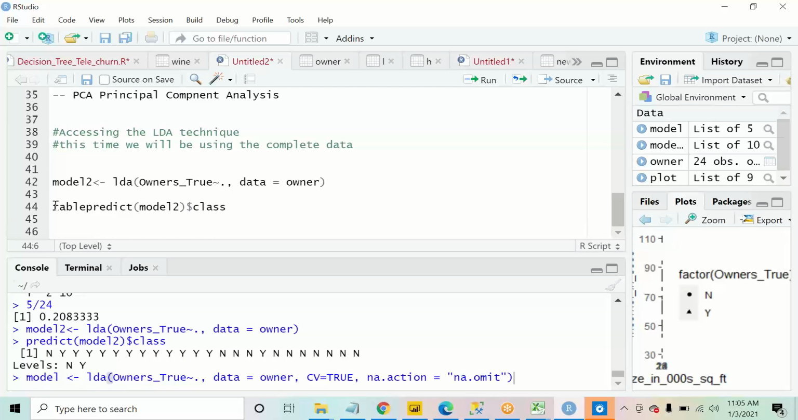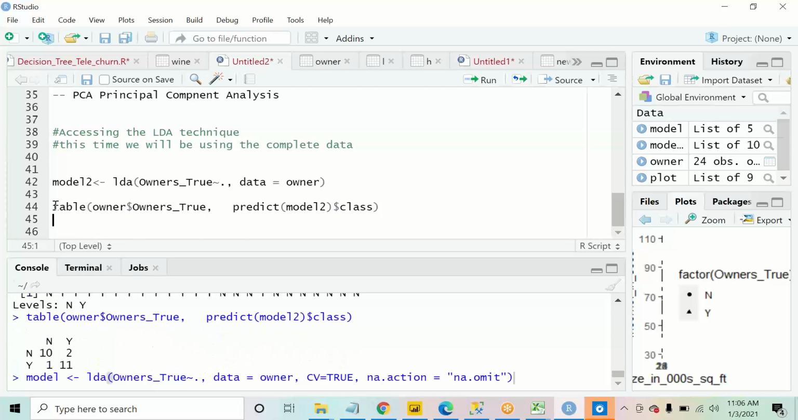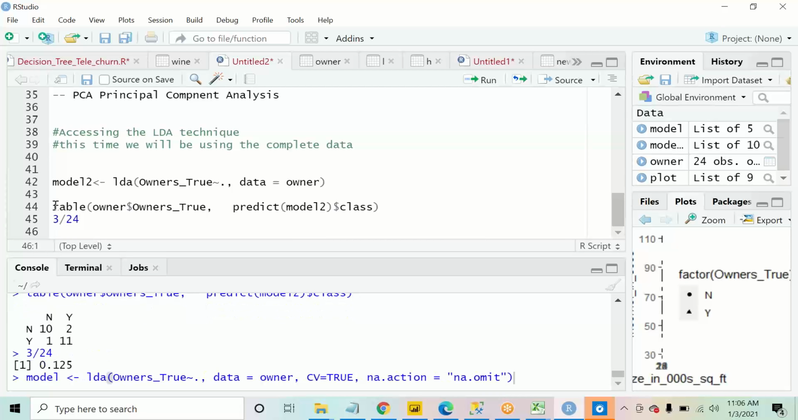So let us create a confusion matrix and let us see if the accuracy has improved or it has degraded. The data that I'm using over here is owner dollar. Okay, so now you see this classification is coming 3 by 24. So 12.5, right? So we are getting an accuracy of almost 88%. So this is another technique that I have used over here.